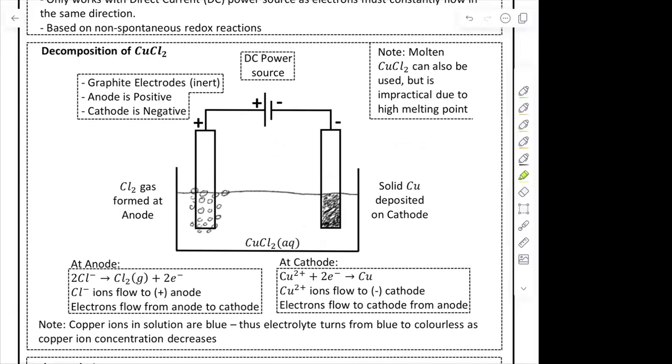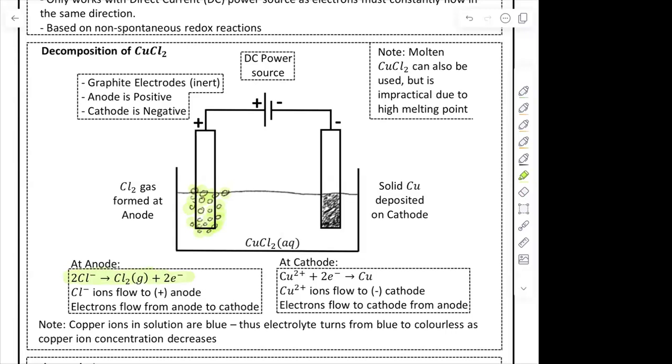Then let's see what happens. So we've got CuCl2, which is our copper chloride solution. At the anode, chloride ions get oxidized into chlorine gas and 2 electrons. You can see that on the left-hand side there. Chloride ions get oxidized. They lose an electron and become chlorine gas. That's the same gas that's going to be bubbling off at that electrode. So you'll see bubbles forming at that electrode there.